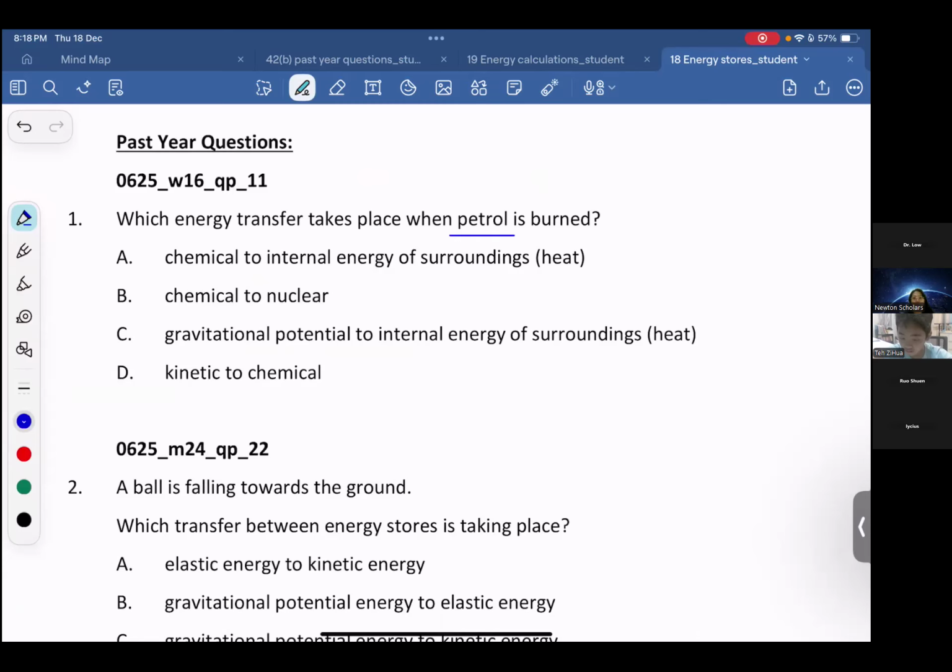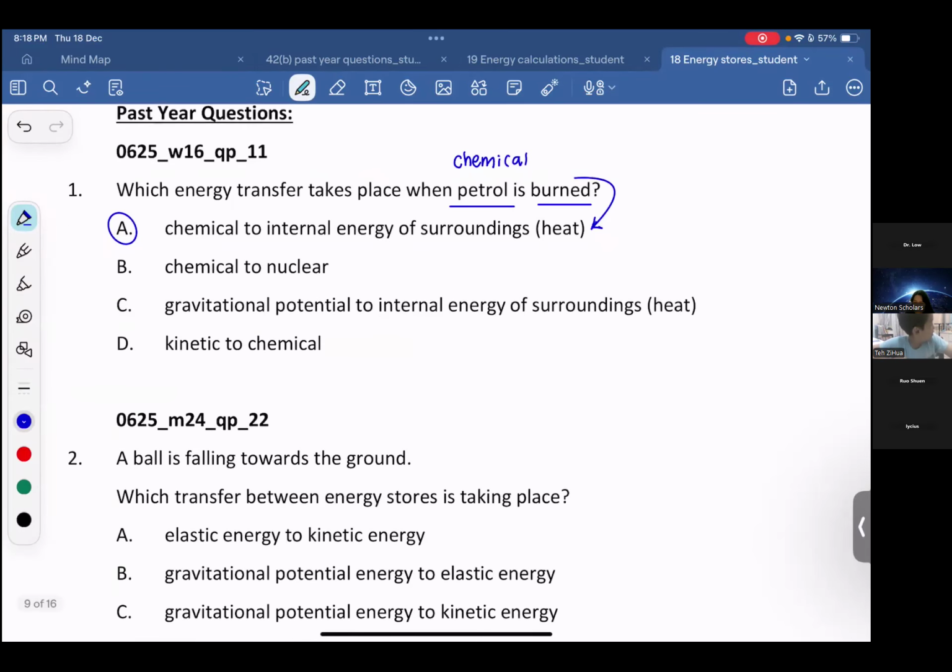What is your answer, dear? Okay, Zihua, correct. Petrol is chemical. We burn the petrol, so it must have heat. So the answer should be A. The energy transfer should be A.